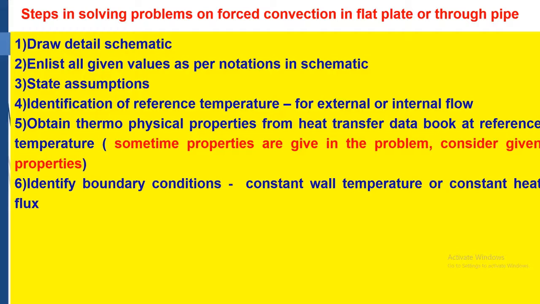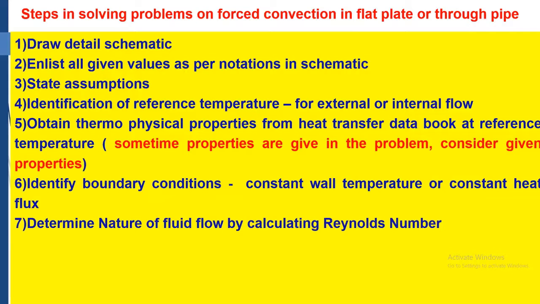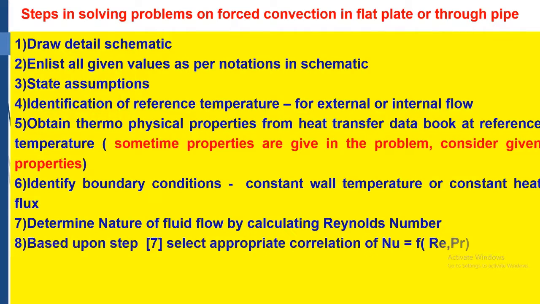Then identify boundary conditions, whether constant wall temperature or constant heat flux boundary condition. Determine the nature of fluid flow, whether it is laminar or turbulent, by calculating the Reynolds number. Step number 8, based upon steps up to step 7, please select the appropriate correlation for the Nusselt number.